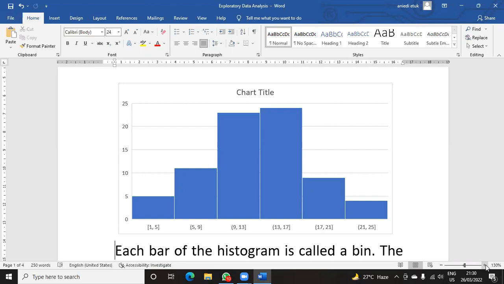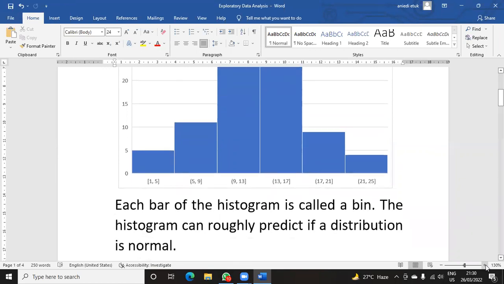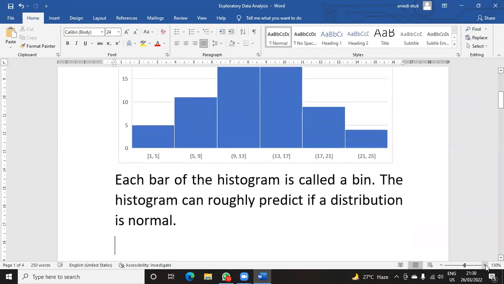Yeah, that is 9. Children that are 21 to 25, that is 4. I hope you understand. That's how histogram works with univariate.